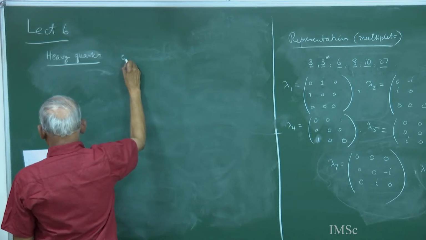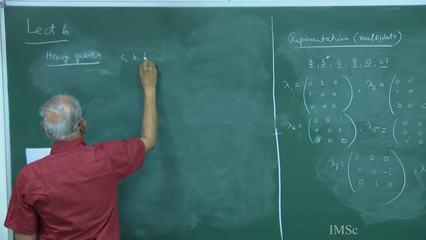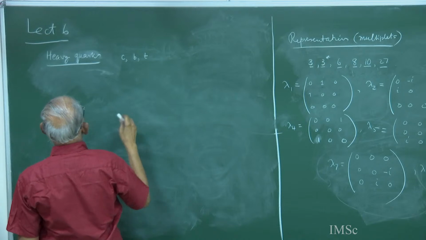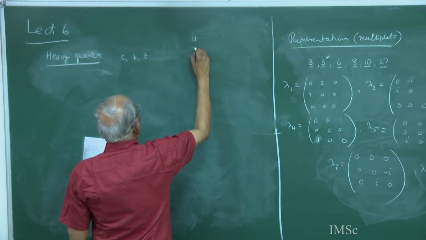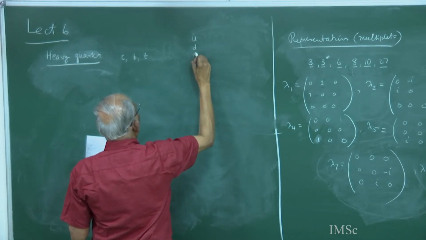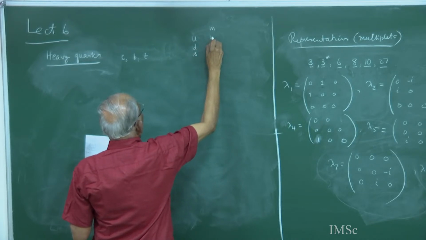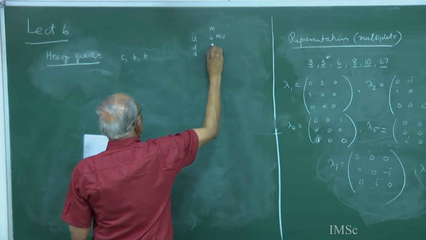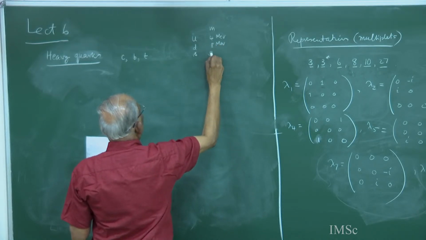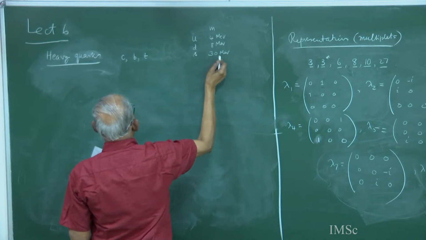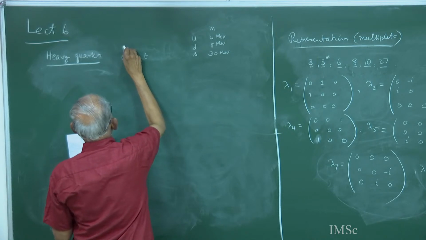Charmed quark C, the so-called bottom quark B, and the top quark T. These are called heavy quarks. And before that, for the light quarks U, D, and S, the masses are of the order of, this is about 4 MeV, this is about 8 MeV, this is about 30 MeV. Please remember that. In contrast, these numbers are very large, 1.5 GeV.